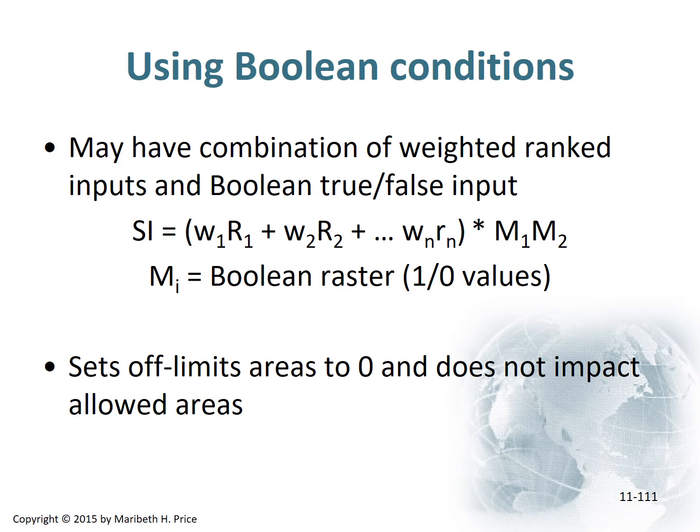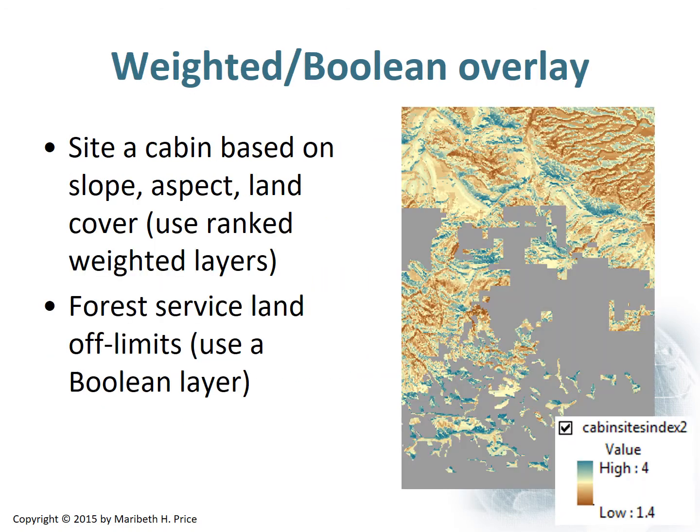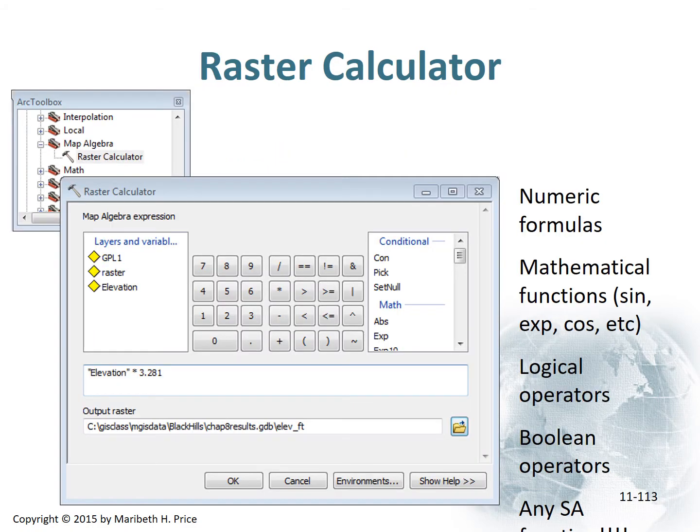So you can also combine this stuff with Boolean stuff like true-false stuff. It's really good to set off area limits using zeros to multiply in to eliminate locations that you just don't want to deal with. And that's what we did in this example here. And you can see the grayed out areas as parts of this location that was Forest Service land, and we couldn't build there anyway, so we had to identify potential habitat or potential building sites for a cabin on other properties.